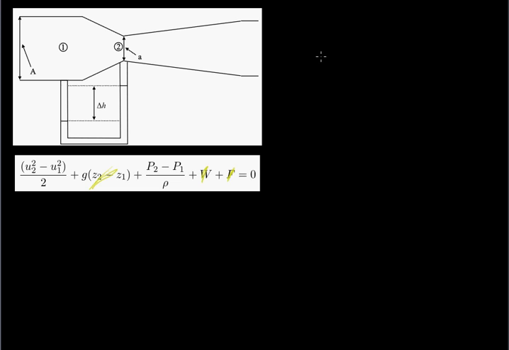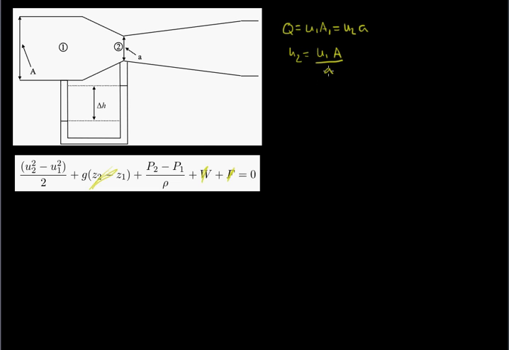So next we are just going to want to define one of these velocity terms in terms of the other velocity terms using the continuity expression. So we know that Q is equal to U1 A1, which is equal to U2 lowercase a. And then we just solve. I'm going to solve for U2. So U2 will equal U1 capital A over lowercase a.